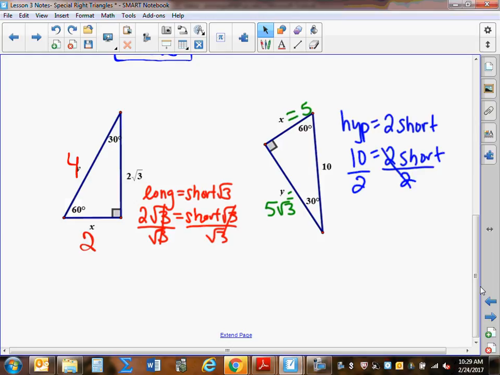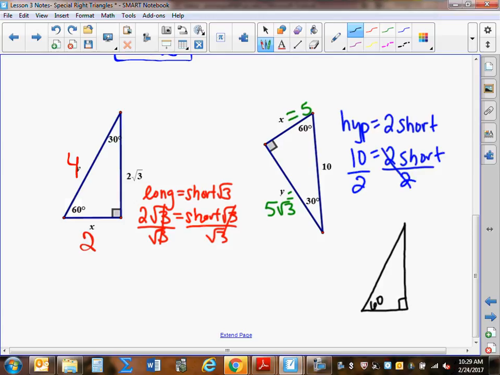Okay, let's do one more. I want you just to draw it down here in the corner. So this one's 60. This one's 30. I'll call this C. I'll call this one D. All right, I want you to try solving for the unknown sides here. Let's see what you get.